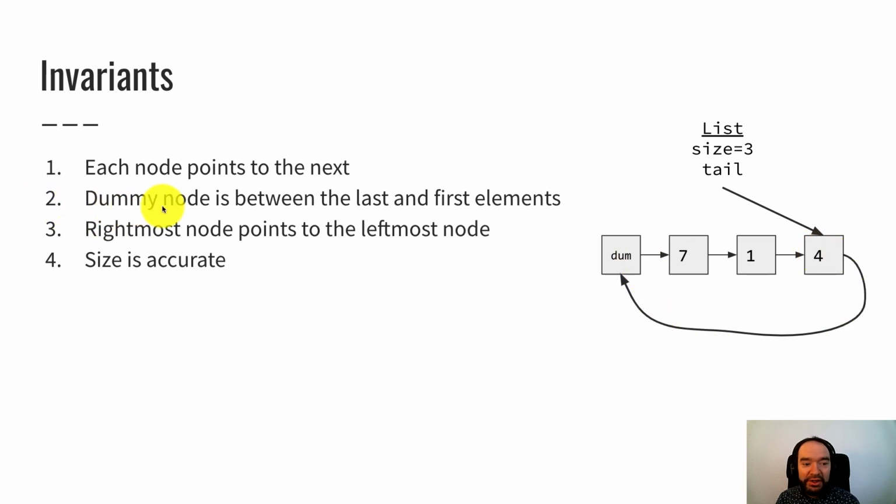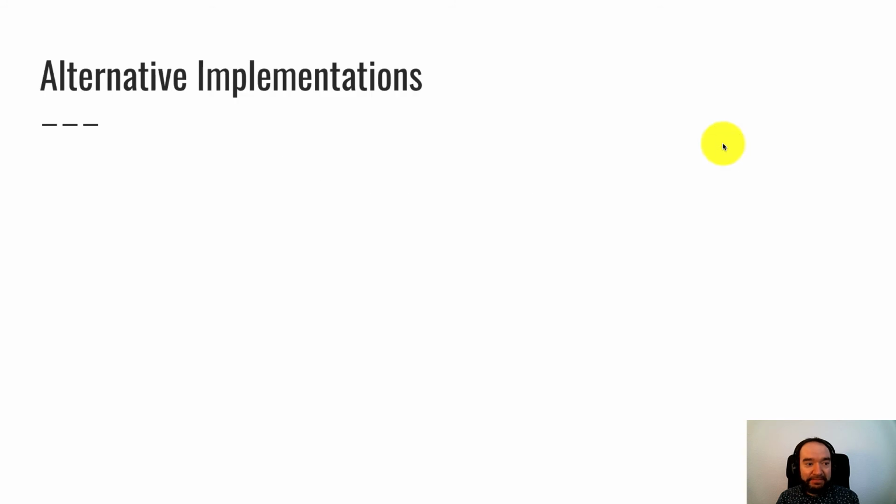The dummy node is between the last and the first elements. So prior to the first element 7 is the dummy node, and then after the last element 4 is the dummy node. And the size is accurate. It's a minor detail, but it's worth remembering. This has 3 elements in it, so size has to be the number 3.